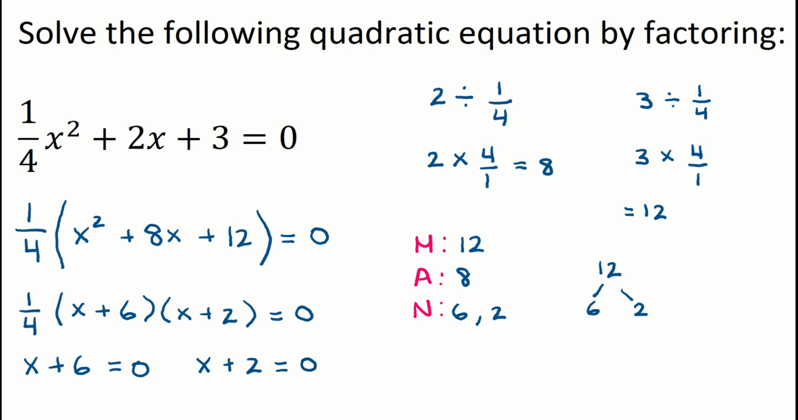And then looking at both sides, we can subtract 6 from both sides here, which will turn this into x is equal to negative 6. And on the other side, we can subtract 2, which will turn this into x is equal to negative 2. So the solutions, or x-intercepts, to this quadratic equation are x is equal to negative 6 and x is equal to negative 2.